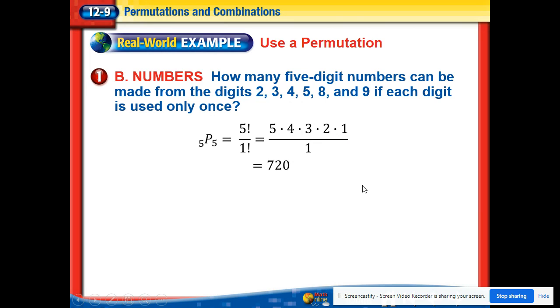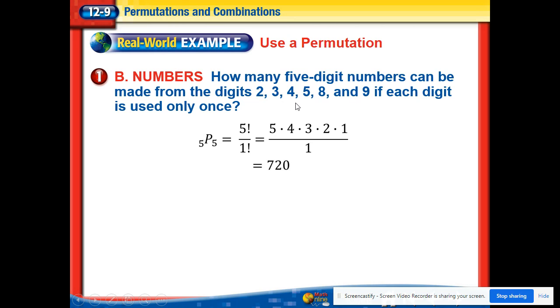All right, let's do another one. How many 5-digit numbers can be formed from 2, 3, 4, 5, 8, and 9? Well, this problem is wrong. We have 6 different numbers here. Let's get rid of the 9 here. So we have 5 things taken 5 at a time.